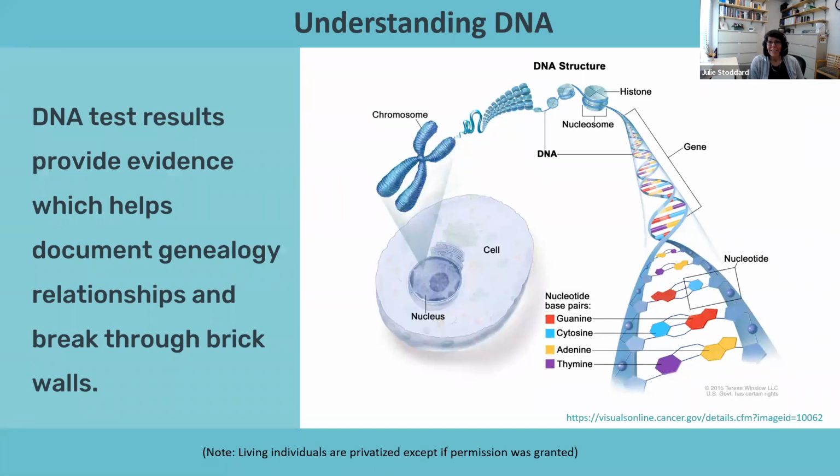So DNA, when you think of doing your family history, sometimes we'll use a census record or a birth or a marriage record. DNA is another type of record. It provides evidence to help us document our genealogy relationships. And because it's a unique type of evidence, it can also help us break through some of the brick walls that we haven't been able to get through in other ways.